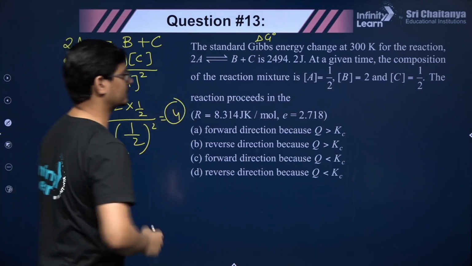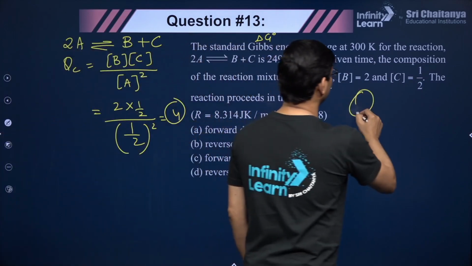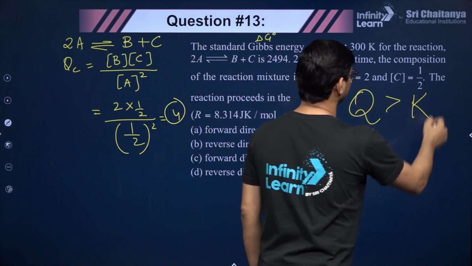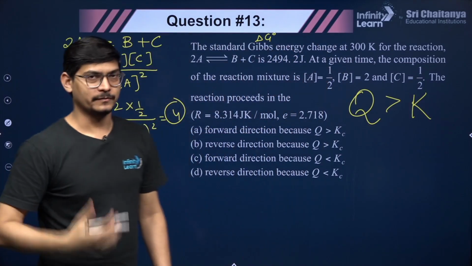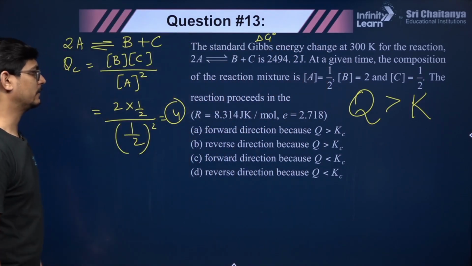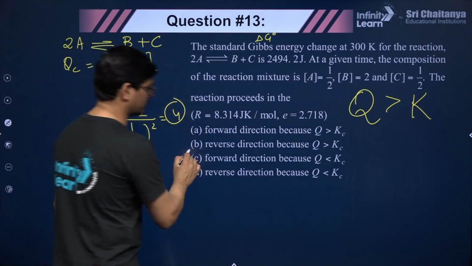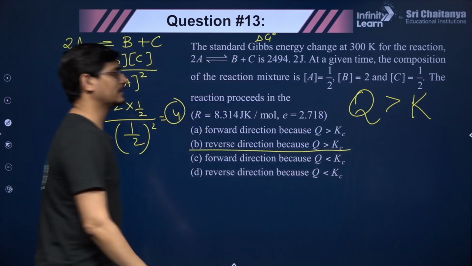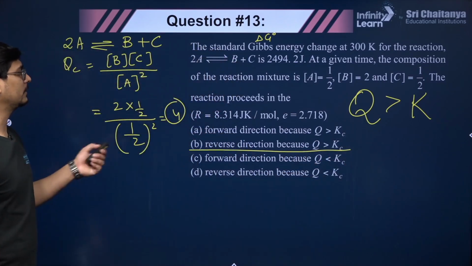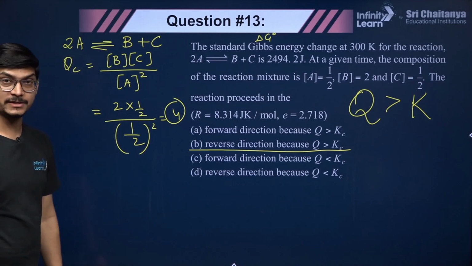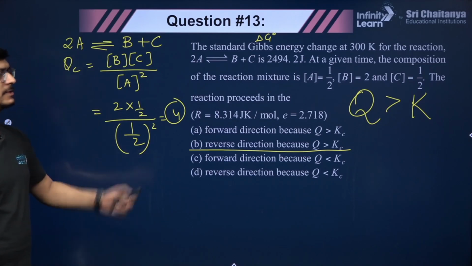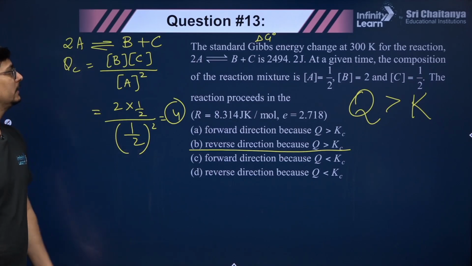So clearly this is a case of QC greater than K, right? When this happens, the reaction occurs in the reverse direction, the backward direction, because Q is greater than K. So that was a very good example of the direction of reaction, and the relation between standard Gibbs energy and equilibrium constant.